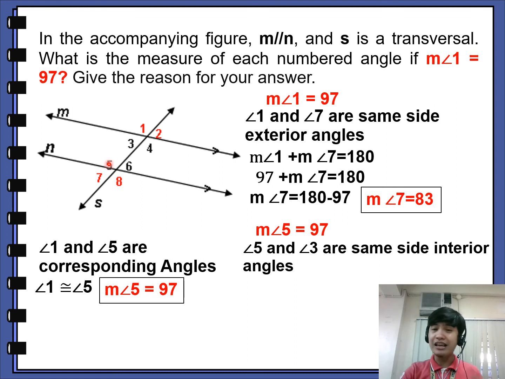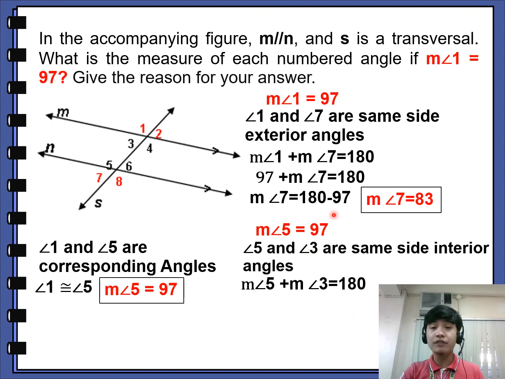Ano ngayon kung same side interior angles sila? Always remember a while ago in our discussion of same side interior angles, that same side interior angles are supplementary. Meaning, these are two angles whose sum is equal to 180. Now, as a consequence of that property here, we can say that the measurement of angle 5 plus the measurement of angle 3 is equal to 180.